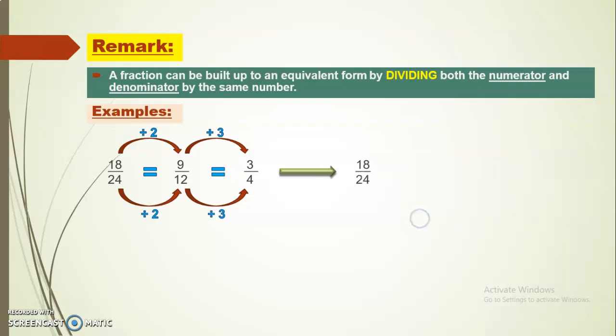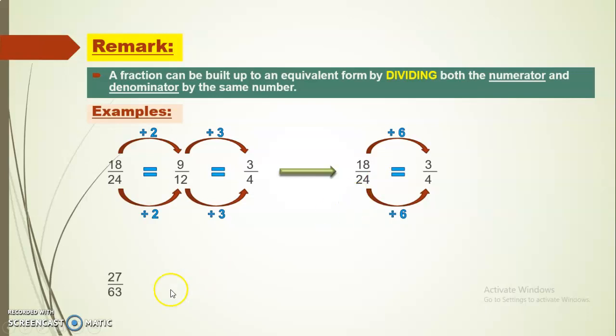I can say 18 over 24 divided by 6. Why? Because 18 and 24, both of them are found in table 6. Here I have 2 and 3. What is the relation between 2 and 3 and 6? 2 times 3 is 6. So 18 over 24 divided by 6 will be 3 over 4.